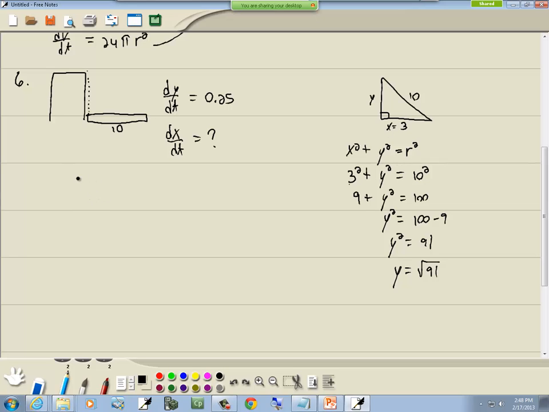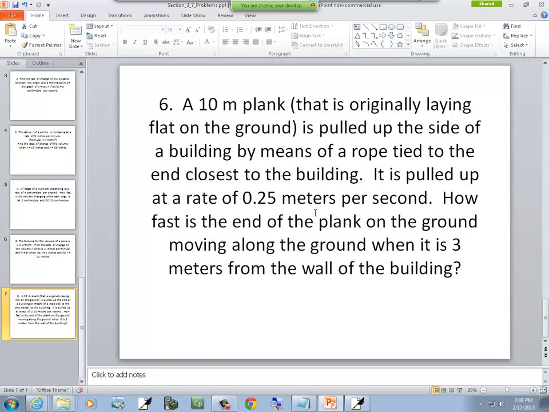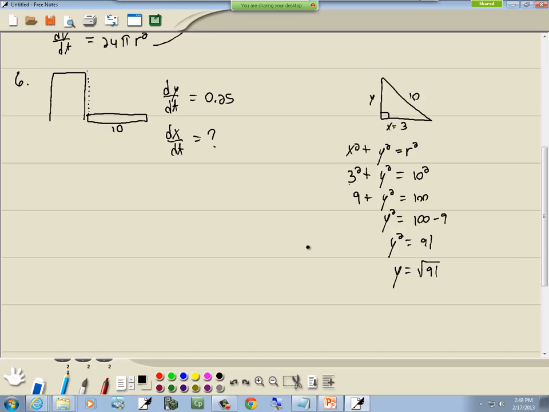So what is it asking? How fast is the end of the plank moving? Okay. So we're going to have x squared plus y squared is equal to, and r is already set. No matter what, it's always 10. So I can just go ahead and put 10 in there. X and y are changing though. So we're going to take the derivative of everything with respect to t. So the derivative with respect to t of x squared, the derivative with respect to t of y squared, and then the derivative with respect to t of 10 squared, which is 100.